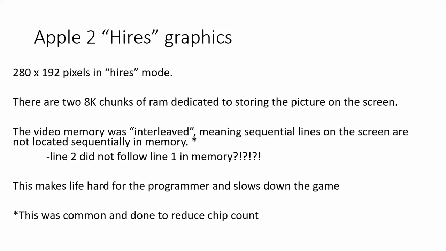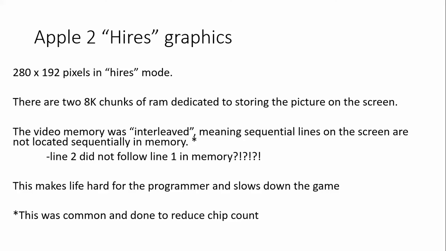Now, somewhat perplexingly, although this was not uncommon, the video memory is interleaved. What does interleaved mean? It means that the second line of the screen does not follow the first line of the screen in memory, and the third line of the screen does not follow the second. The lines are grouped into some scheme, which means that you can't just blindly copy stuff to the screen and think that you're going to get the result that you expect. And I'll show this in a second.